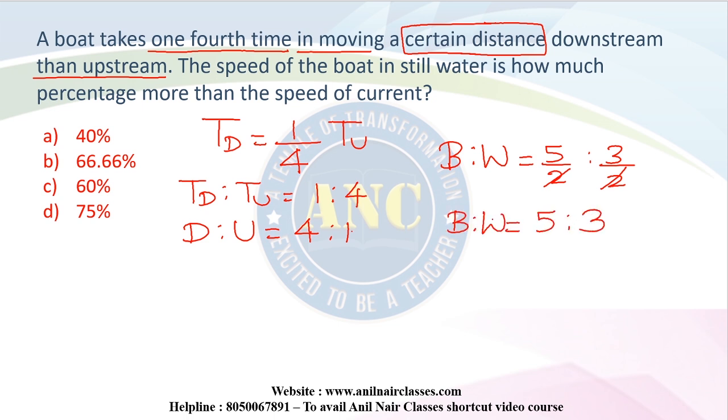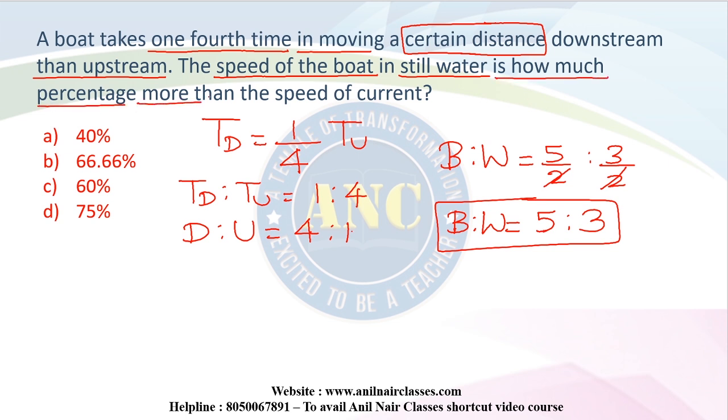Now, I know the value of B is to W as 5:3. What is the question? The question is: the speed of boat in still water, that is 5, is how much percentage more than the speed of current. If you have listened to my percentage class, you can easily understand this. Whatever word comes after 'more' should be in the denominator. Speed of current comes after 'more'. Speed of current is 3 as per the ratio. Put that 3 in the denominator.